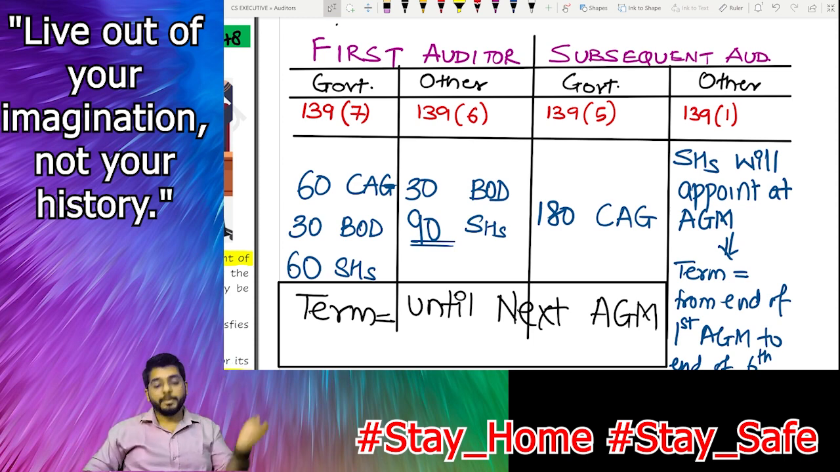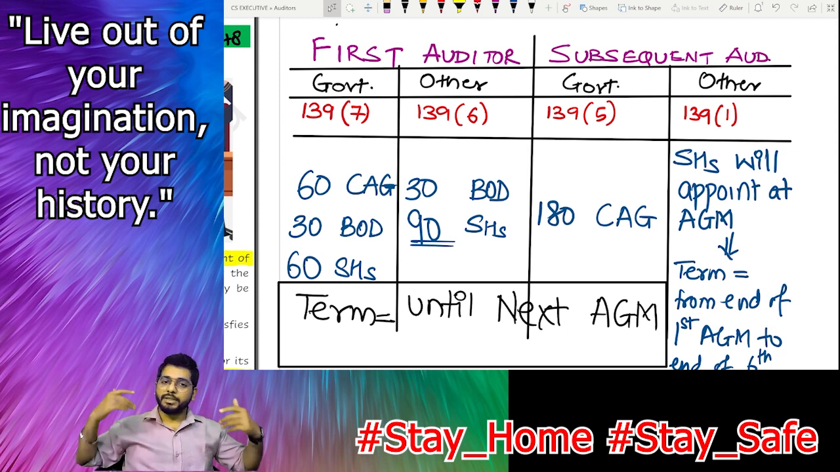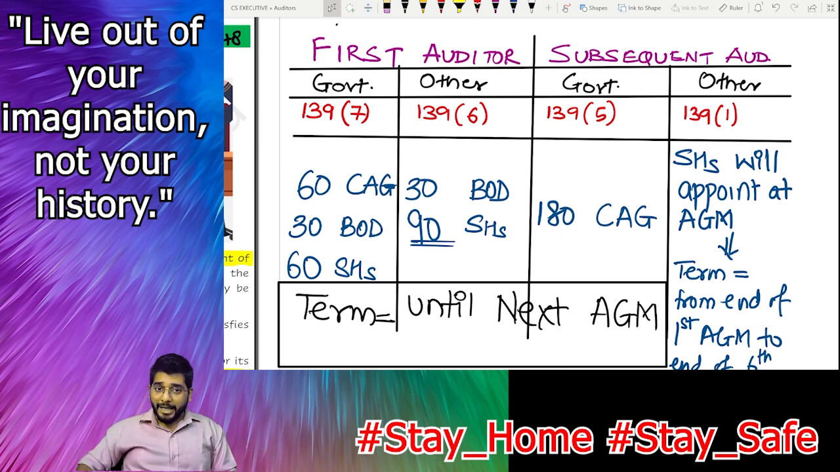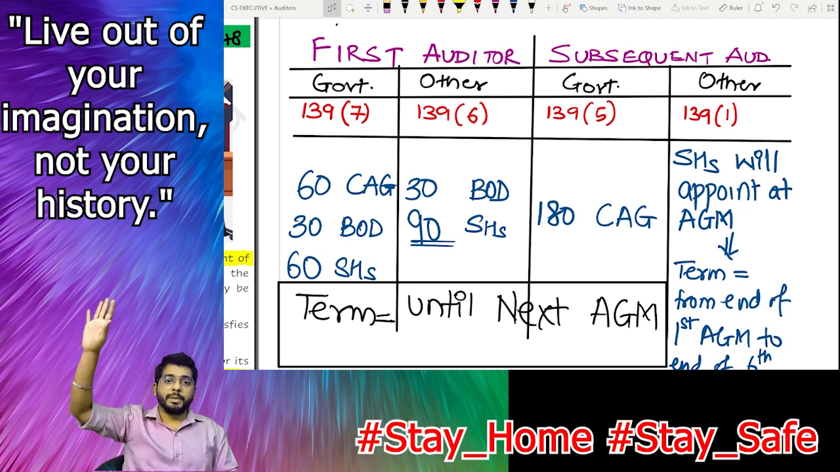Sir, the subsequent auditor of a government company will of course be appointed by the CAG. How many days? 60, 30, 60, 30. 60, 30 is 90. 90 and 90 is 180. Double of 90 is 180. Clear? So 180 days for the CAG to appoint subsequent auditors. And subsequent auditors of all other companies will be appointed by the shareholders at the AGM itself.